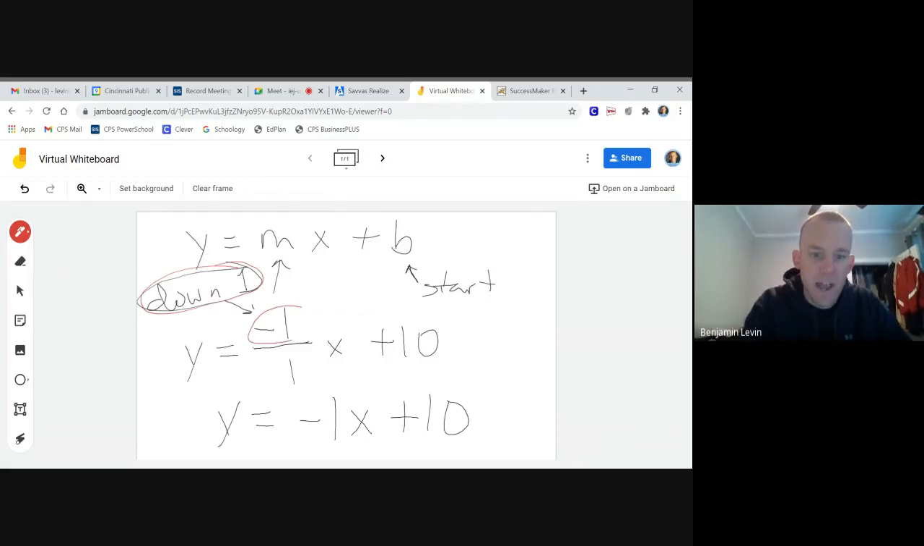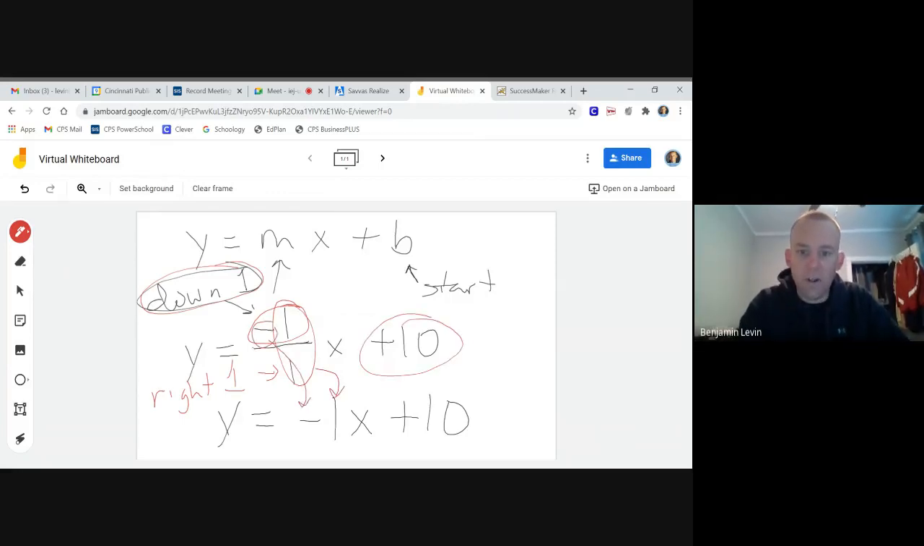So we have -1. And then we went right 1. So we have a 1 here. Obviously, 1 divided by 1 is 1. And we still have our negative sign. And then we still have our starting point of plus 10.